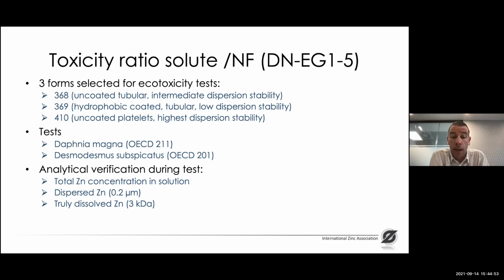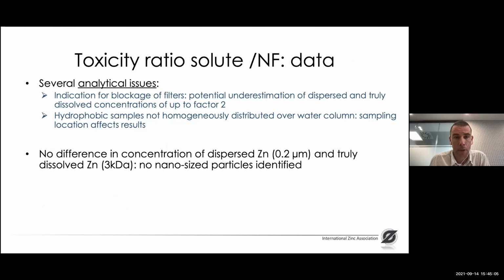So total zinc concentration in solution, so in the water column, total dispersed, or the so-called dispersed fraction, smaller than 0.2 micrometers, and the truly dissolved zinc fraction. Here I have to say that after checking and checking again the results from the analytical measurements, we found some analytical issues. There are indications for some of the nanoforms of blockage of the filters. So the presence of larger particles in the sample can block the filters, and we found a potential underestimate of the dispersed and truly dissolved concentration of up to a factor 2 if you work with small volumes, always with new filters, instead of filtering a larger volume through one filter.